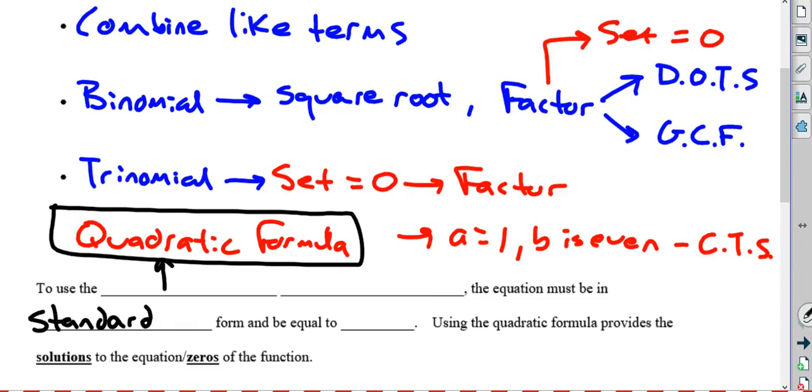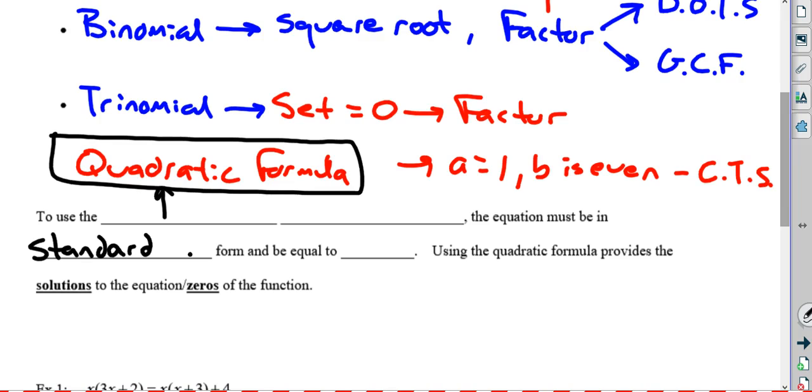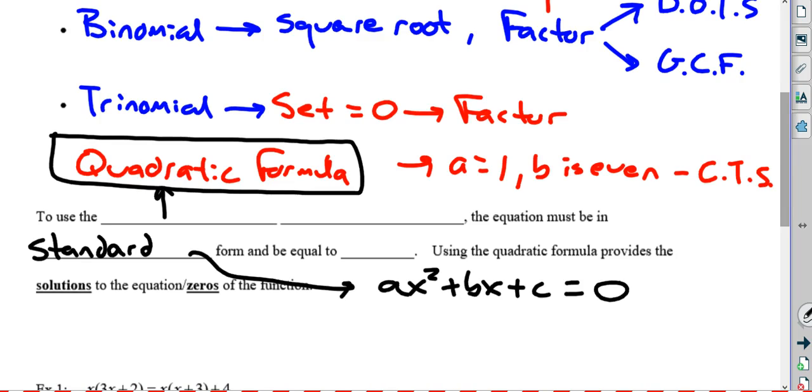Let's review what that is. Remember, that's ax squared plus bx plus c, and you need to set it equal to 0. That's why it's kind of the last step. You've already set something equal to 0 to see if you can factor or use complete the square. If those don't work, you can do the quadratic formula.